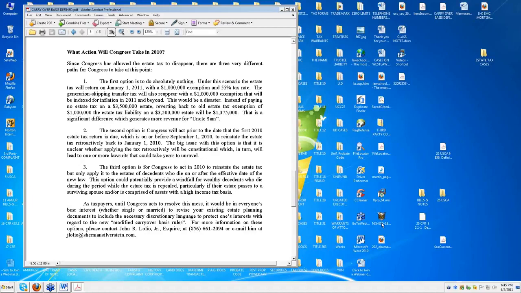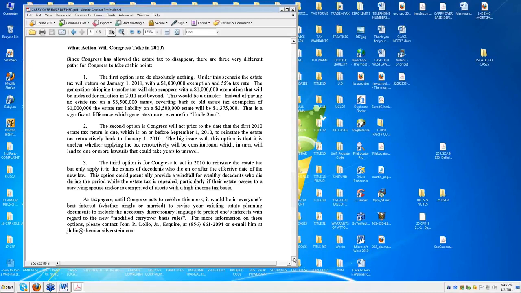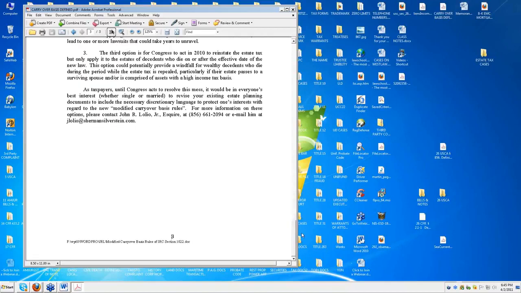For more information on these options, please contact John R. Lolio, Jr., Esquire, at 856-661-2094, or email him at JLOLIO at SHERMANSILVERSTEIN.com. Now that's the lawyer that wrote this.